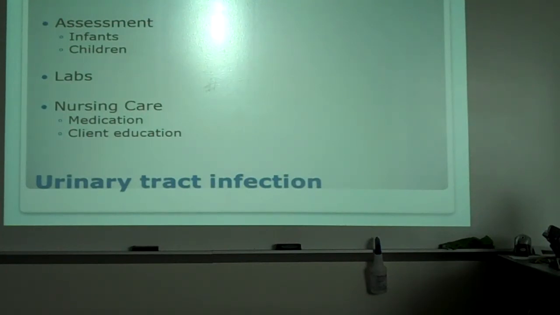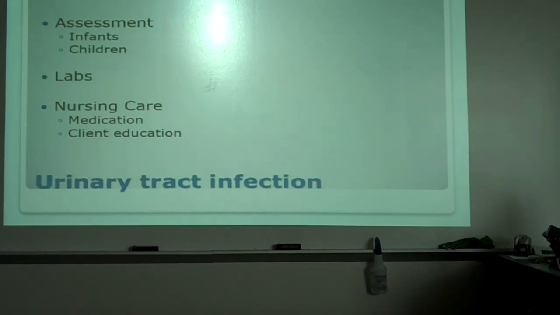So let's talk about nursing care. We're going to put these patients on an antibiotic, try to control their pain, encourage fluids, really hydrate our patients, flush out that organism. And we are going to monitor intake and output, and we are going to educate on how to prevent these from happening again.